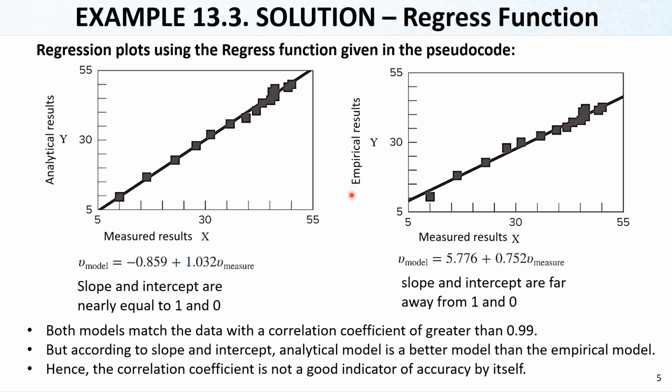On the right-hand side, for the empirical results, you can see the model again. The graph is this, and this value is very far away from 0 compared to this one especially. This is further away, and this one is close to 1, but it is further away from 1 compared to this one. So these results are closer to 1 and 0. That's why the analytical results are better predictions of the measured results. So we can say that the analytical model is better than the empirical model in terms of accuracy.